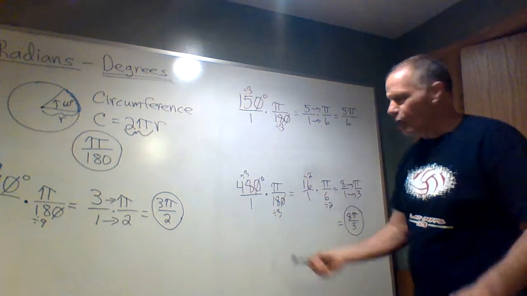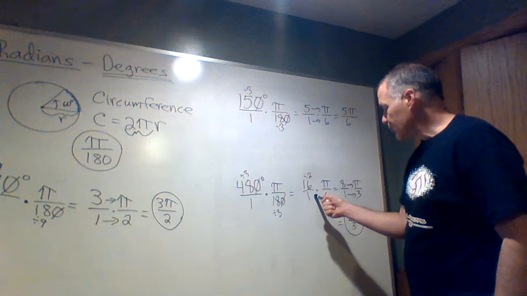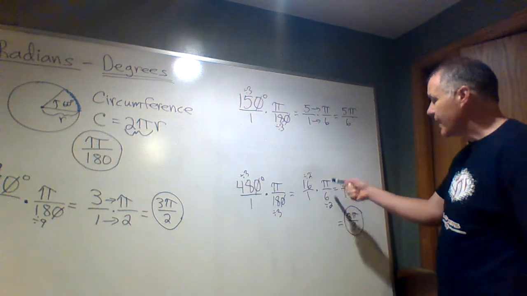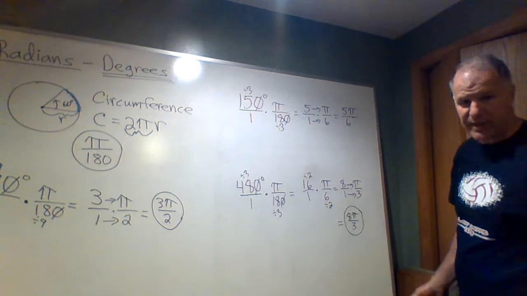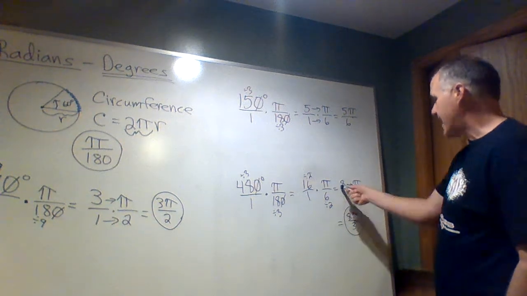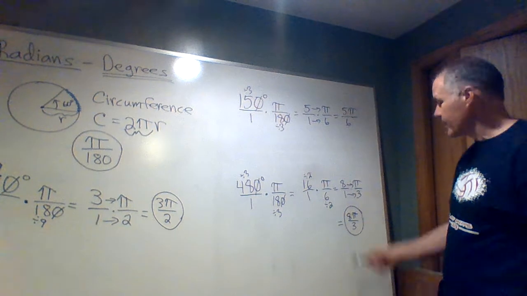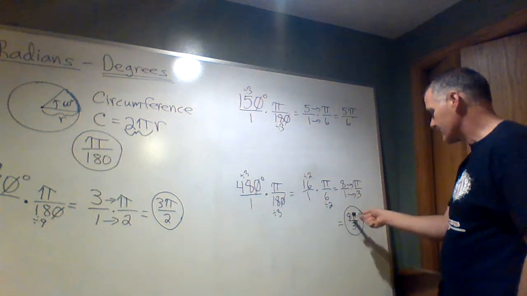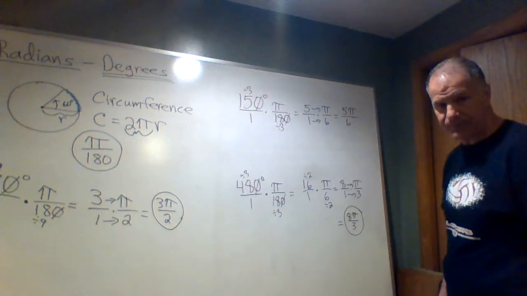So again, I wanted to show this where if you reduce by something and it's not all the way done, you can still divide, reduce it again. That's okay. Now, 8 and 3 cannot be reduced. Nothing goes into 8 and 3, so it's done. So 8 times pi, 1 times 3, 8 pi over 3, there's my answer.